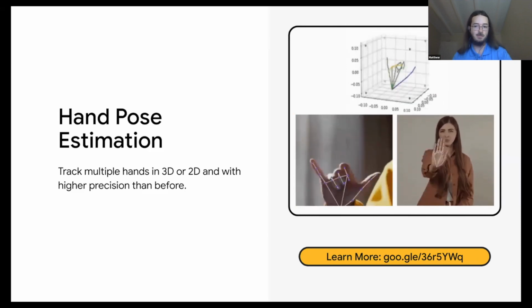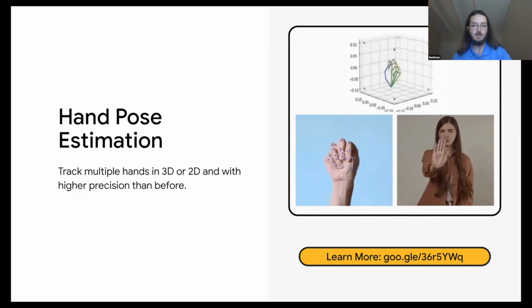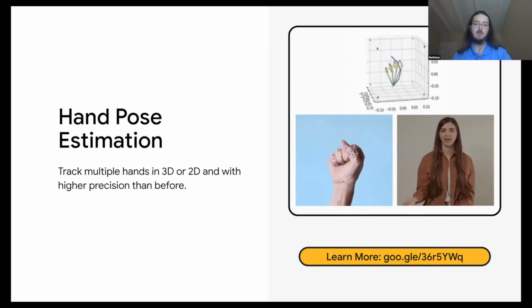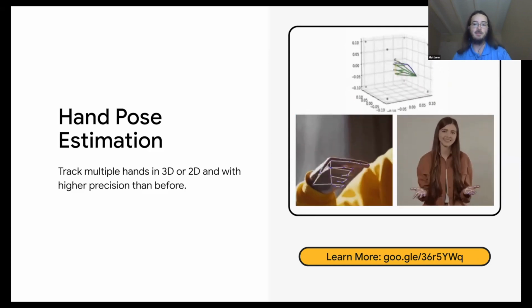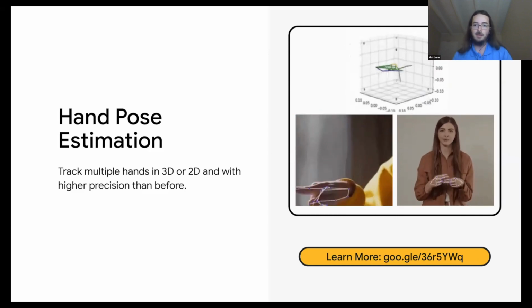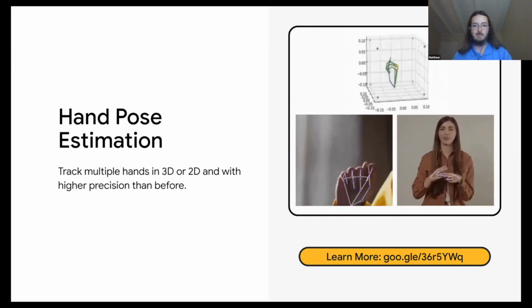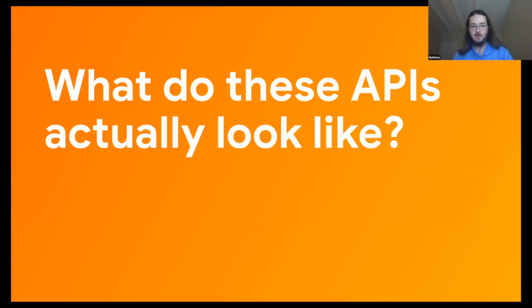And like I mentioned before with the sign language interpretation, these kinds of models can be very useful, along with the pose estimation, for combining and forming something that can really provide a cool thing that you might not necessarily be able to get with them on their own. So that brings us to the question that I'm sure you're all asking: what do these APIs actually look like, and how are they to use?